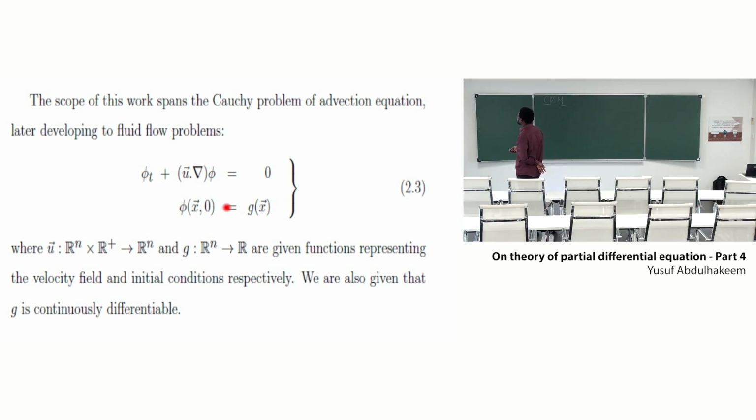You can see phi of x, 0 is equal to g of x now, which is the initial phi of x naught. You can see at t equals 0 here. So, of course, we use this, and g is also a given function representing the velocity field and the initial condition respectively. So this is the initial condition. We are also given that g is continuously differentiable. That is, the function here is continuously differentiable. That means it is continuous within the given region.